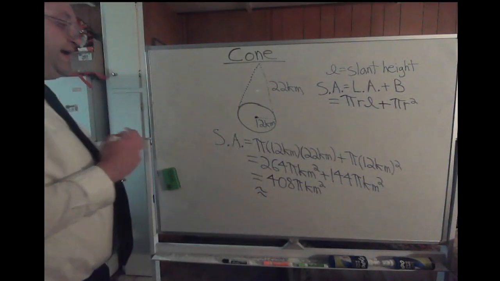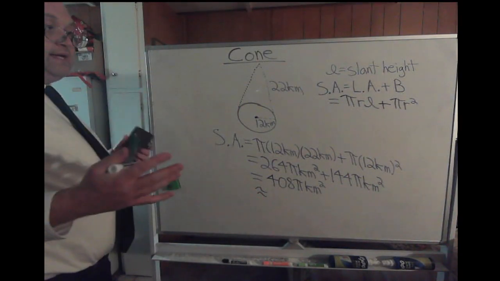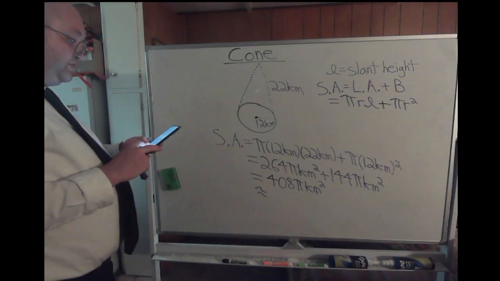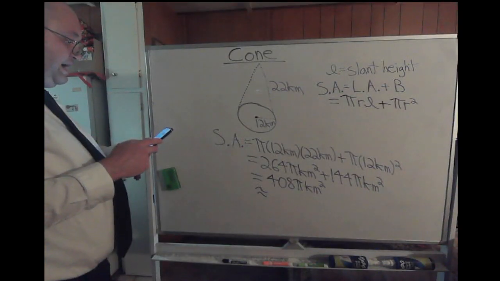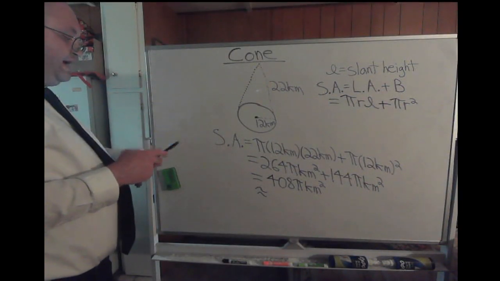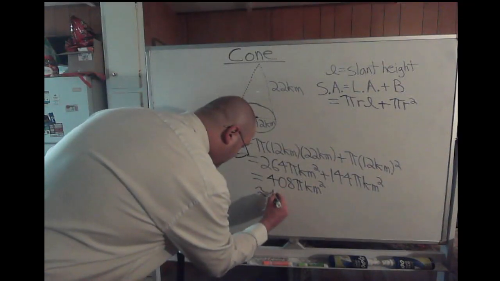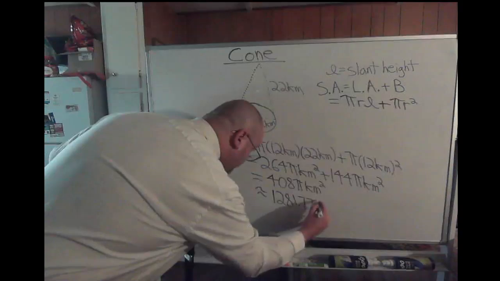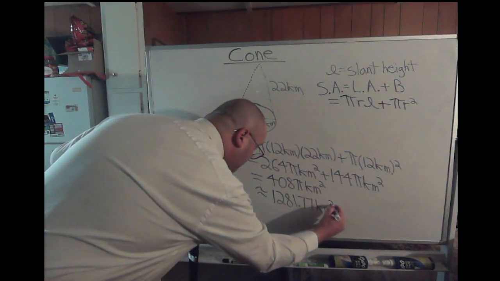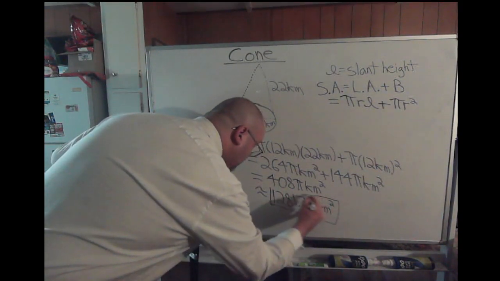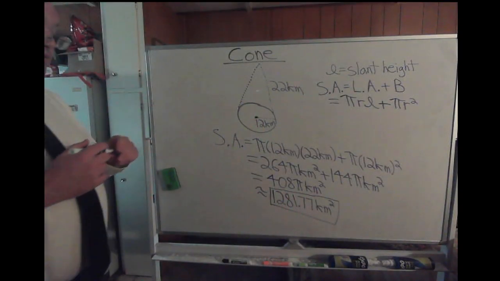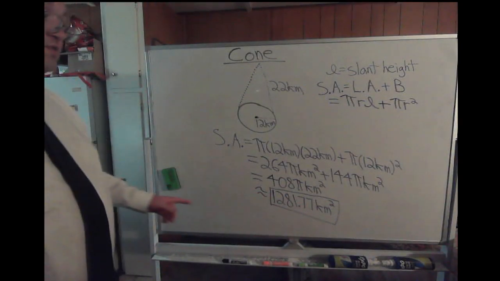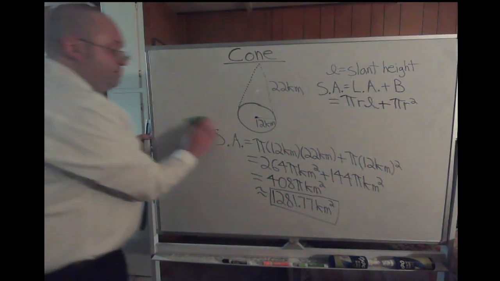So now we want to make this make sense. We've got to do 408 times pi. We will get the surface area rounded to 2 decimal places. So 408 pi is 1,281.77 square kilometers. So the surface area of this particular cone comes out to be about 1,281.77 square kilometers. Now I'll do one more example.